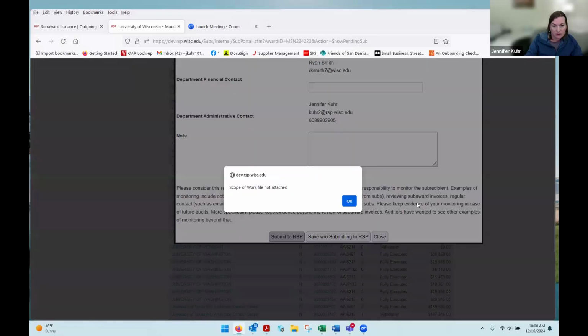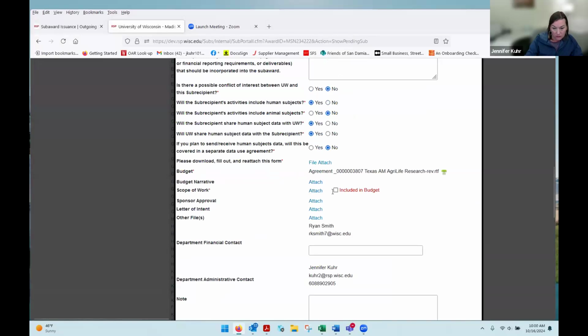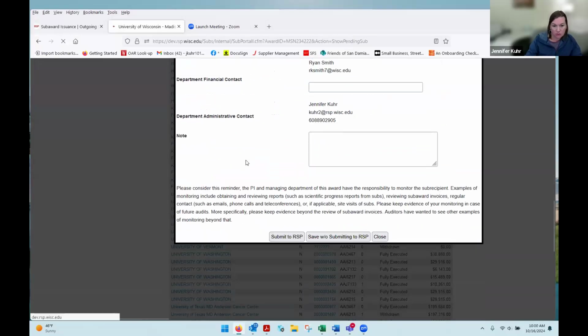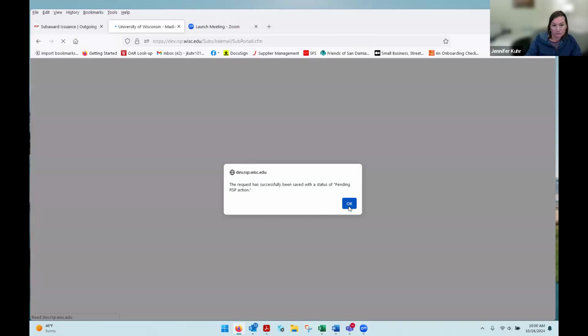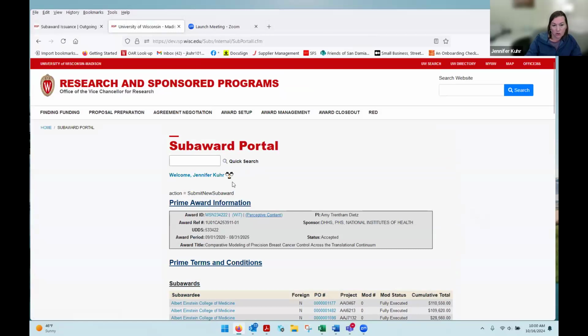And then, if you don't have a scope of work, you just need to click the include in the budget, and then it will allow you to submit the request. So now the request has been submitted and it's going to show up in my work queue. So those are the things I kind of wanted to go through in terms of a request.